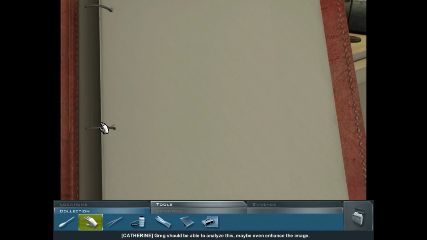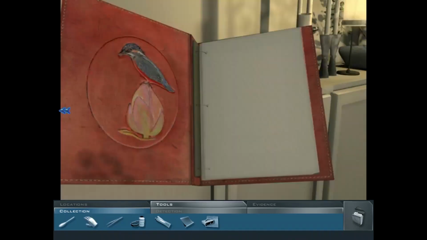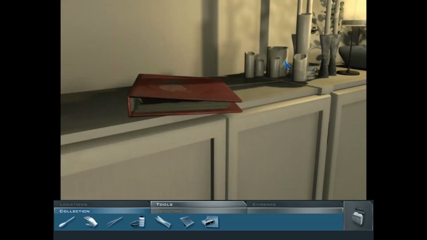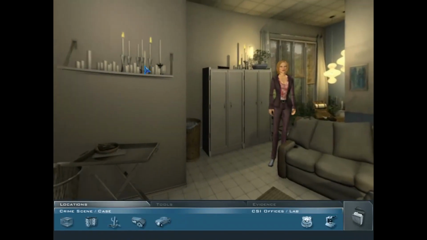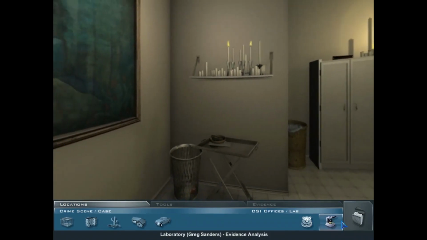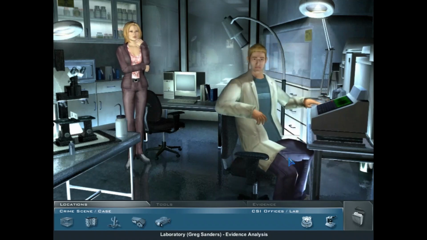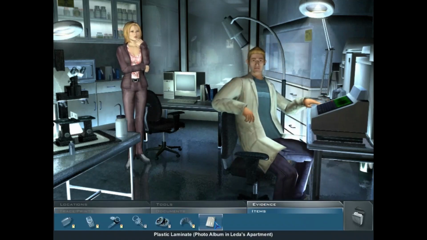Greg should be able to analyze this, maybe even enhance the image. Hey guys, what's up? The laminate bore traces of newspaper ink, transferred from the article that used to be underneath it. I enhanced the image and found a wedding photo. And guess who was the blushing bride? Lita. Oh yeah, our Looney Tunes killer, on her way to her honeymoon. Somebody was a lucky guy, huh? No man was living in that apartment, so we can assume a breakup. But Callisto may be Lita's married name.